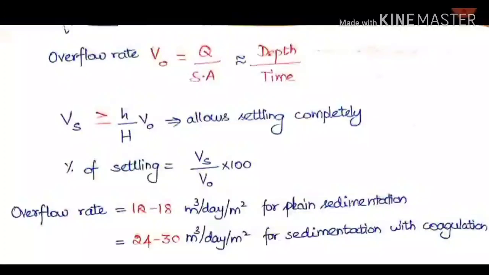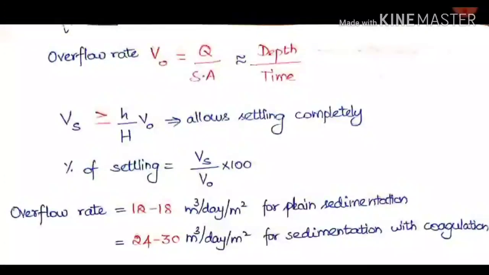It is related in another formula that Vs should always be greater than or equal to h by capital H into V0. Here the small h is the height of any particle that we are considering and the capital H is the total height of the sedimentation tank. It means that at any point of time the Vs should always be greater than the V0, then only will 100% settling happen there.